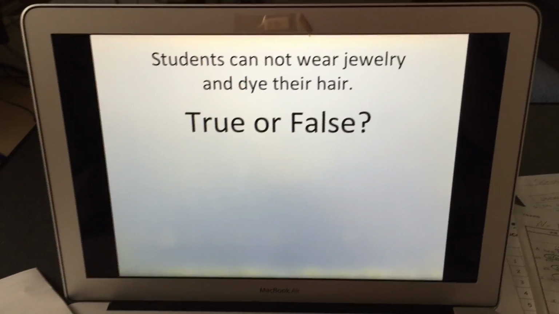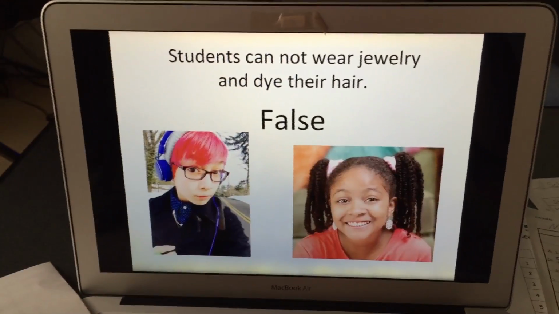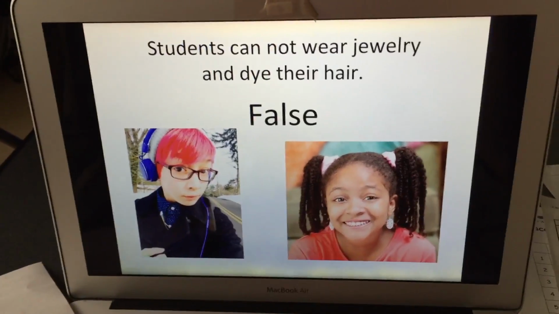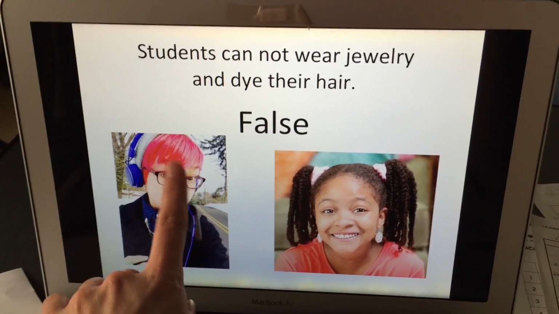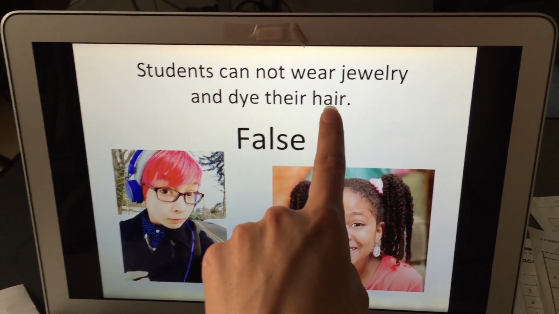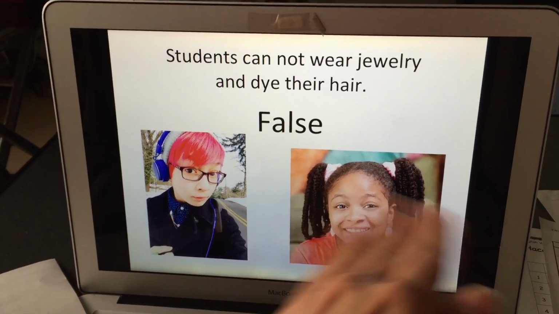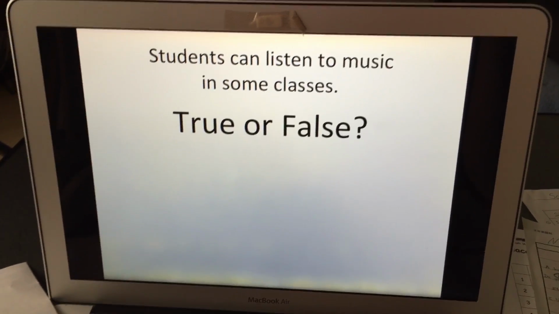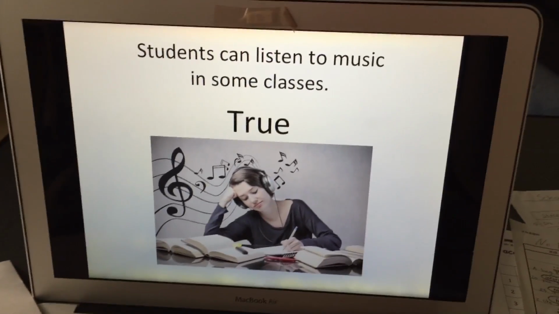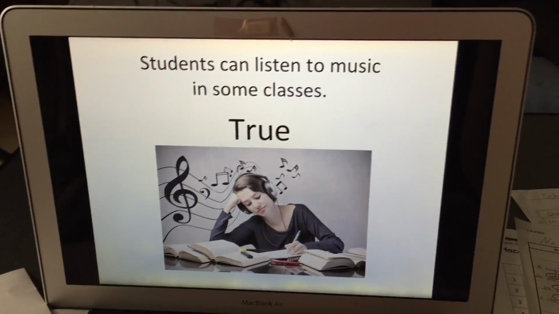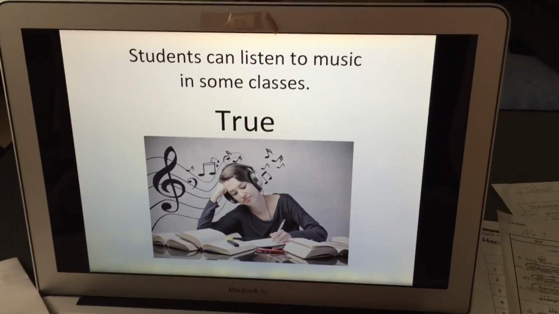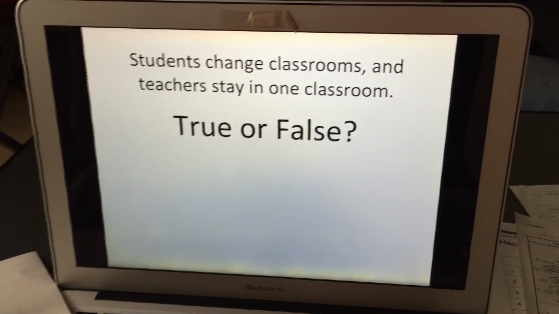Students cannot wear jewelry and dye their hair. I put false because, again, where I'm from, it's very common for students to dye their hair and have jewelry. When I say dye their hair, I mean even natural colors, because here in Japan, students are not allowed to dye their hair at all. Next, students can listen to music in some classes, and I put true because during free time, depending on the teacher, you can listen to music, where here in Japan, you cannot listen to music at all during any class in junior high or any time.